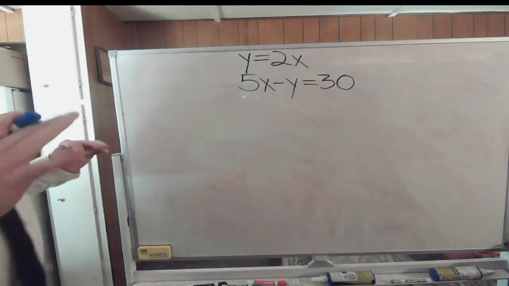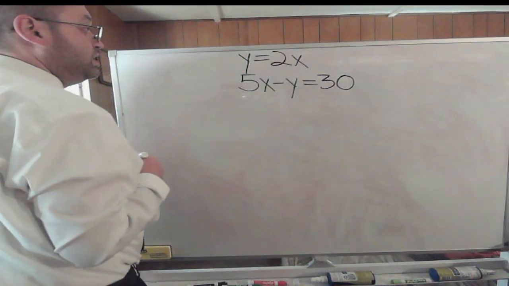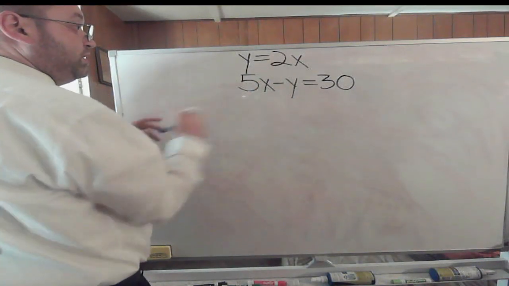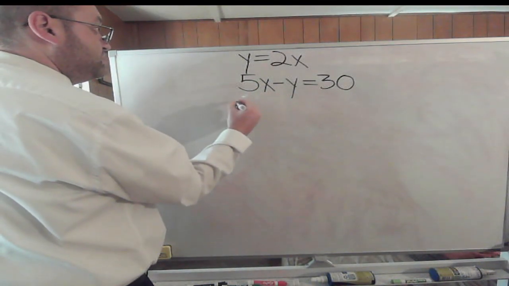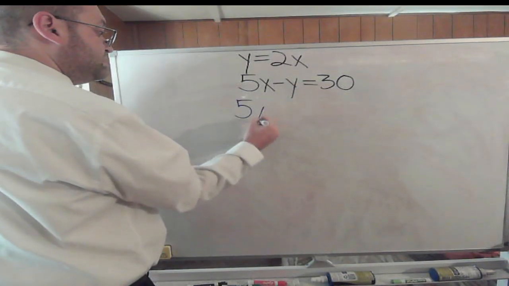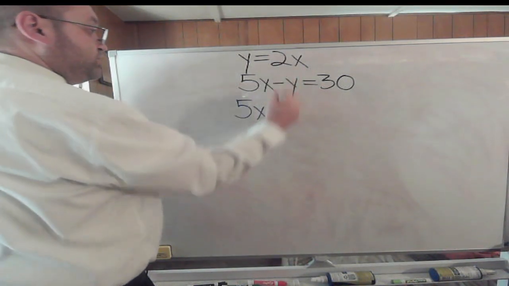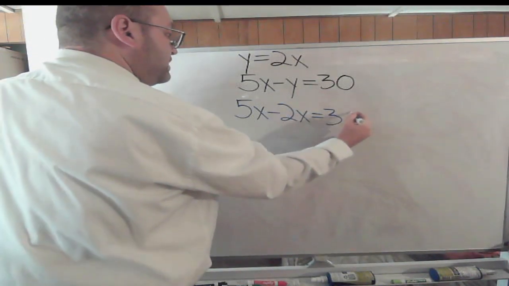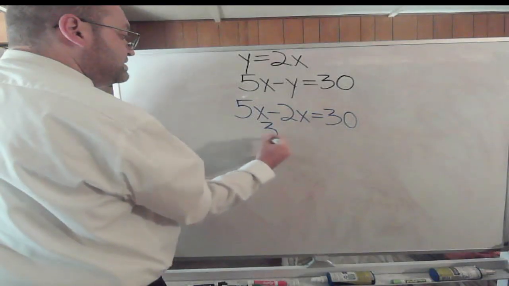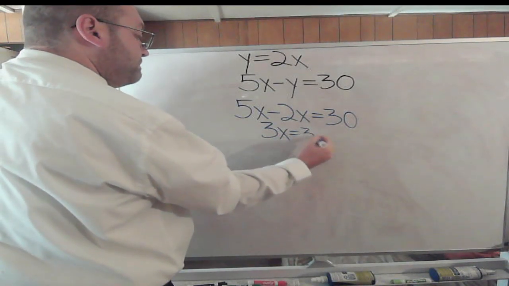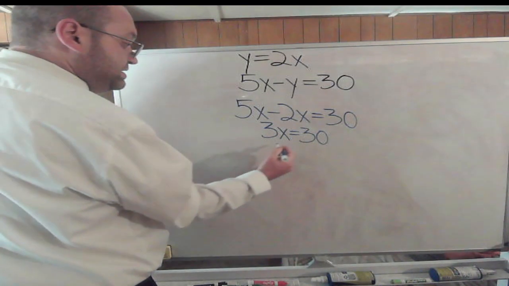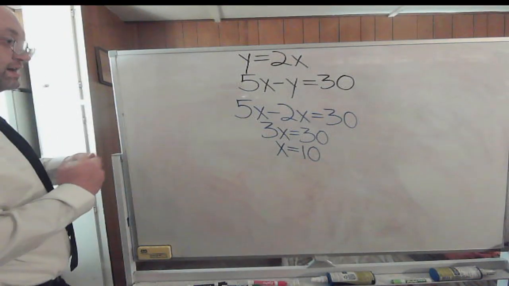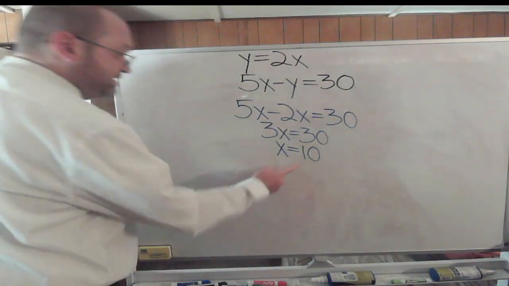Again, we're only dealing with the substitution method today. So we know what we can do now is take that y equals 2x, we could stick that into the second equation. So you'll have your 5x minus your value of y, which was 2x, so you get 5x minus 2x equals 30. Well, 5x minus 2x, that's 3x, equals 30. That means x would equal 10. So the x-coordinate of where the lines intersect is at 10.